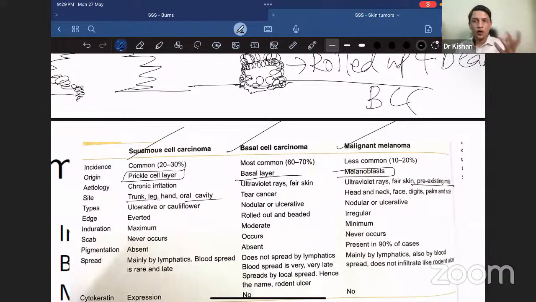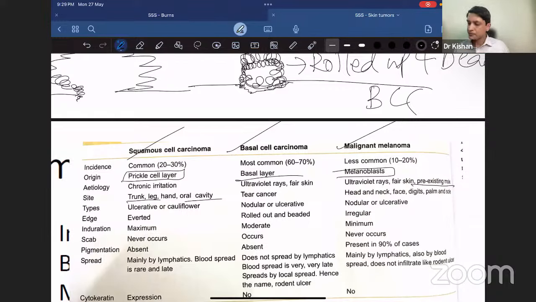Types: in SCC, ulcerative, proliferative, ulceroproliferative. Whereas in BCC, you have nodular, nodulocystic, noduloproliferative, etc. In malignant melanoma, you have mainly the superficial spreading type, nodular variety, lentigo maligna, acral variety, amelanotic, all those things.